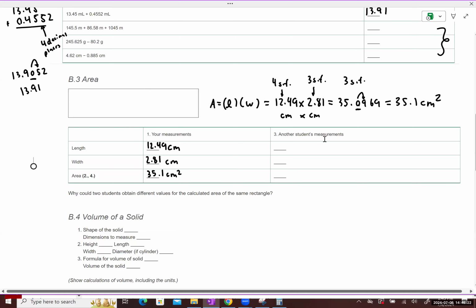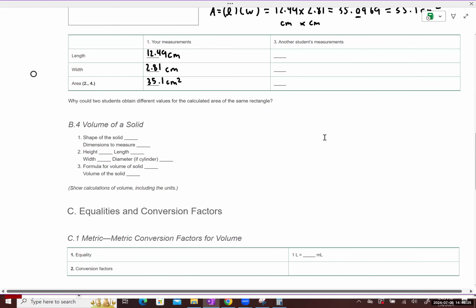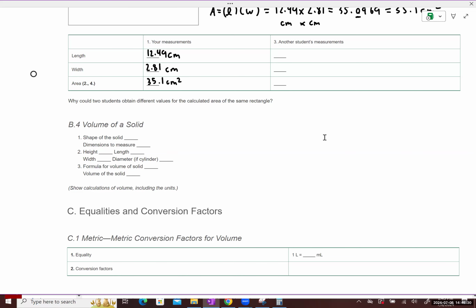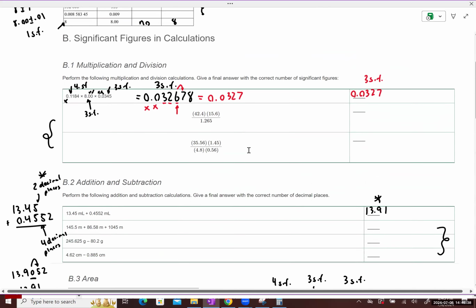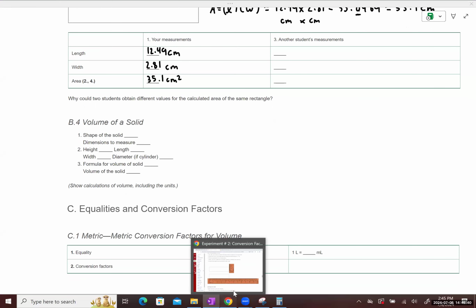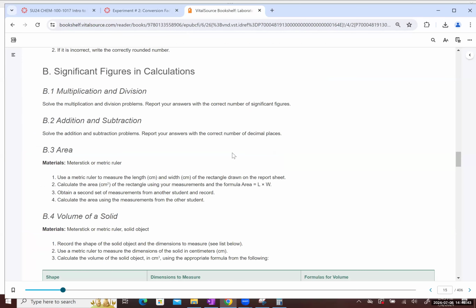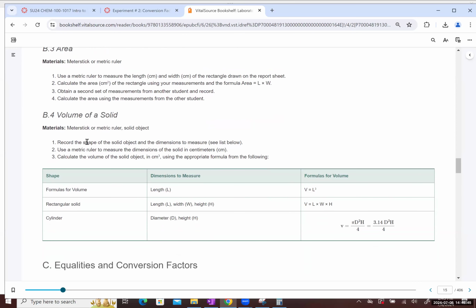Okay, so now that we've completed part B3, let's move on to part B4. So in this case, we're going to need some data from the Canvas page, but let's read some instructions for part B4 just to make sure that we understand what's happening. So let's go to the lab manual and let's look at B4. So we're going to record the shape of the solid object and the dimensions to measure. We're going to use a metric ruler to measure the dimensions of the solid in centimeters. And we're going to calculate the volume of the solid object in centimeter cubed.